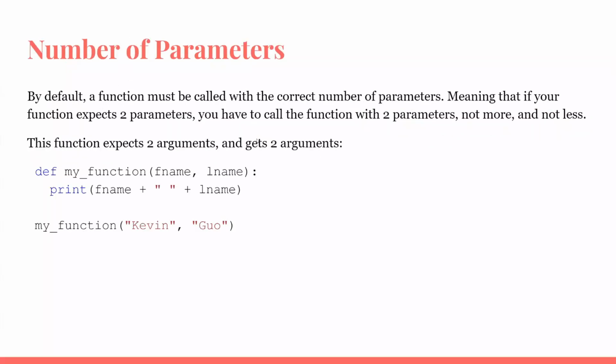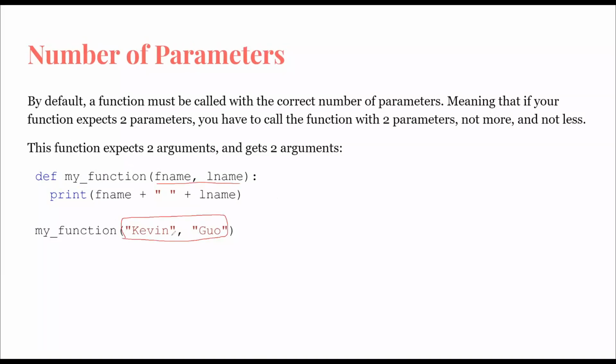Number of parameters. By default, when you have a function with 2 parameters, you have to call it with 2 parameters. If you have a function that requires 2 parameters, but you only input 1 or you input 3, then an error will be thrown because the code knows that it does not have the correct number of inputs.